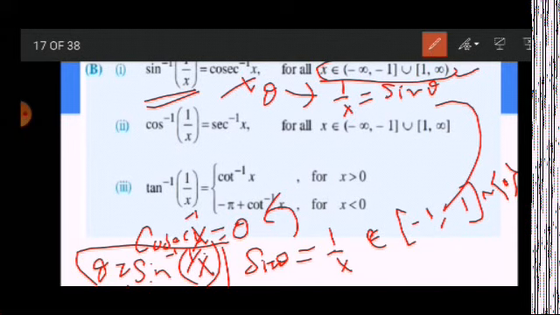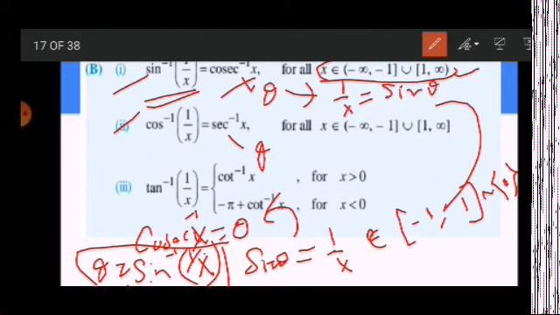Okay. For the second part, similarly you can assume sec inverse x as theta and go ahead with the working. Sec theta becomes 1 by cos theta, and for cos theta you can write 1 by x, so 1 by x becomes cos theta, so theta becomes cos inverse 1 by x similarly.